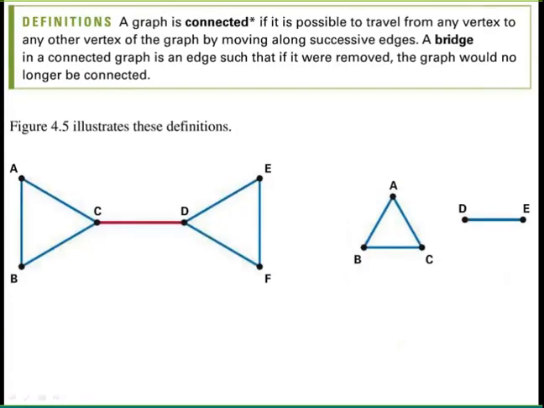A graph is connected if it is possible to travel from any vertex to any other vertex of the graph by moving along a successive edge. A bridge is a connected graph.